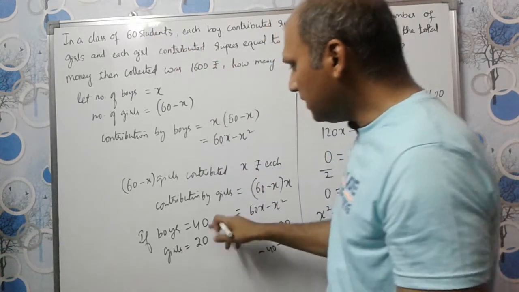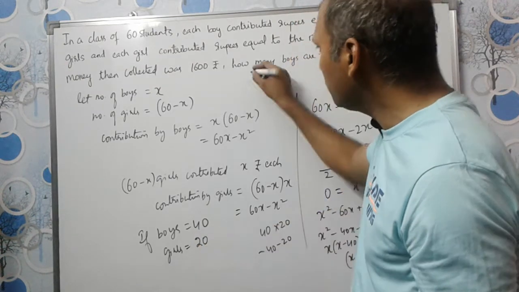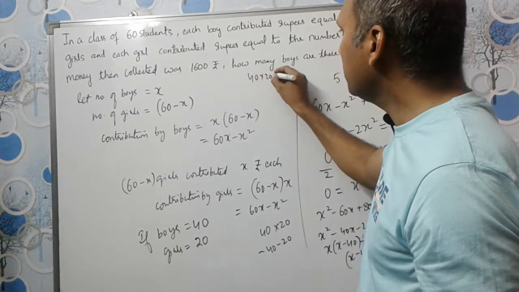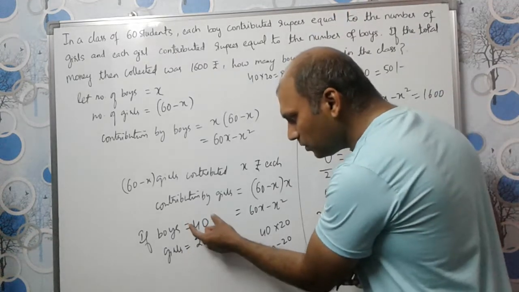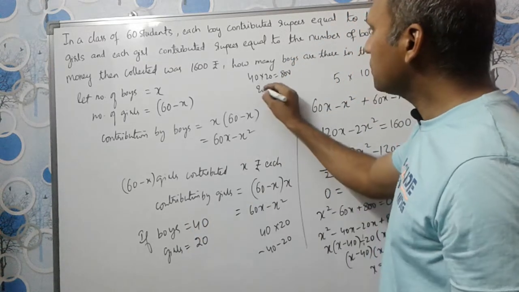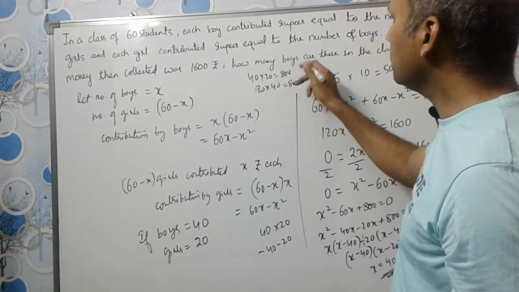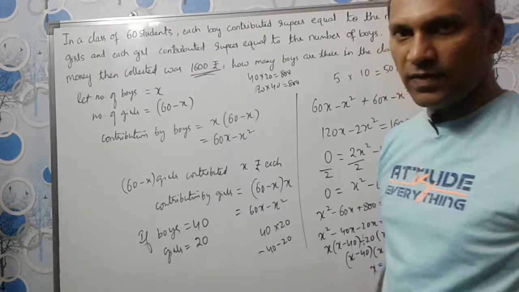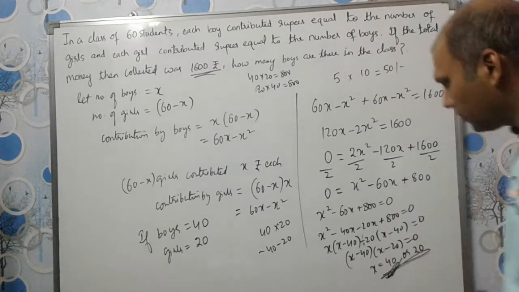60. And if you multiply this, see, number of boys are 40. Each boy contributed 20 rupees. So 40 into 20 will give us 800. And each girl contributed 40 rupees, right? So 20 into 40 will be 800. So total how much? 1600. Yes, it is satisfying the condition, right? So x is equal to 40 is correct. Let us check for 20.